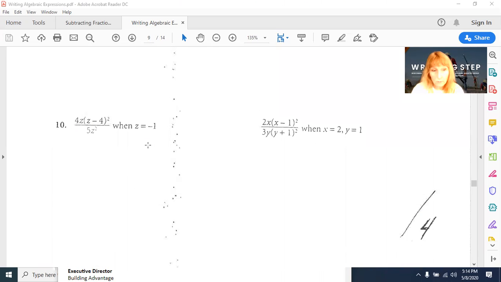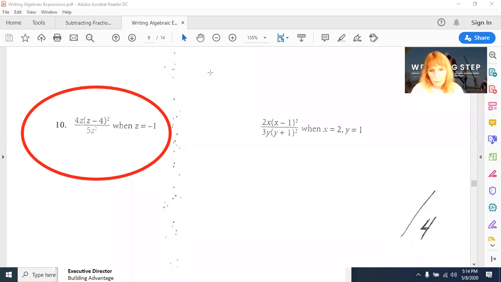Way over here, a division one. Okay, this is a real complicated one. Let me circle that one for you right here. And let's put a little bit of white space so we have some space to write on. Okay, so z is equal to -1. This one's confusing. Let's not get confused.